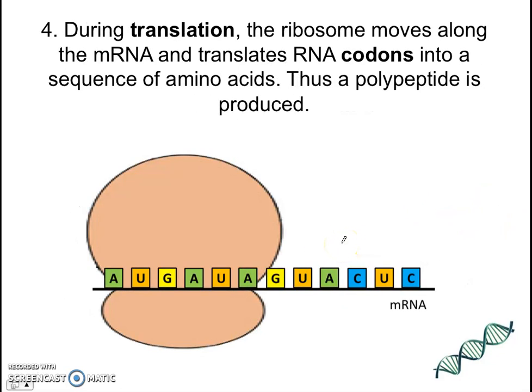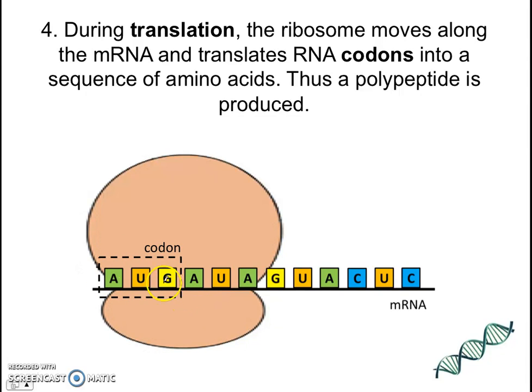So what happens on the ribosomes? What happens during translation? Well, during translation, the ribosome will move along the mRNA, kind of like scanning the mRNA, and it will translate the mRNA into amino acids. So it translates the codons on the mRNA into amino acids. And that's how your polypeptide is produced.